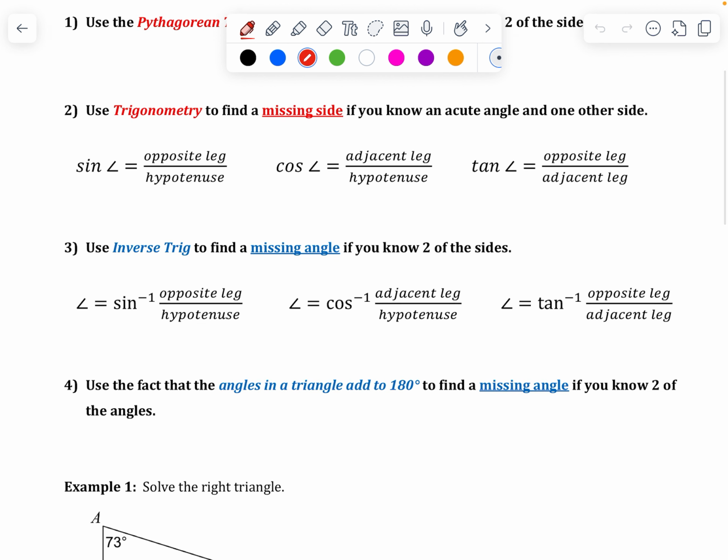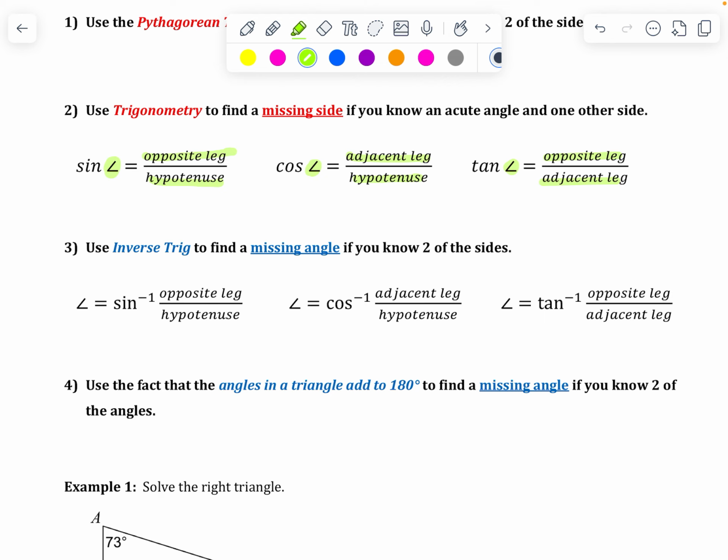Another way we can find a missing side is to use trigonometry. How would we use trigonometry? Well, if we know one acute angle, which we call the reference angle, so not the 90-degree angle but one of the acute angles, labeled for us, and we know one other side, then we can use trig. If you look at the trig equations, there really are 3 places you plug in numbers: the angle and then 2 sides. Each equation has 3 places you could plug in numbers, and I've just highlighted those.